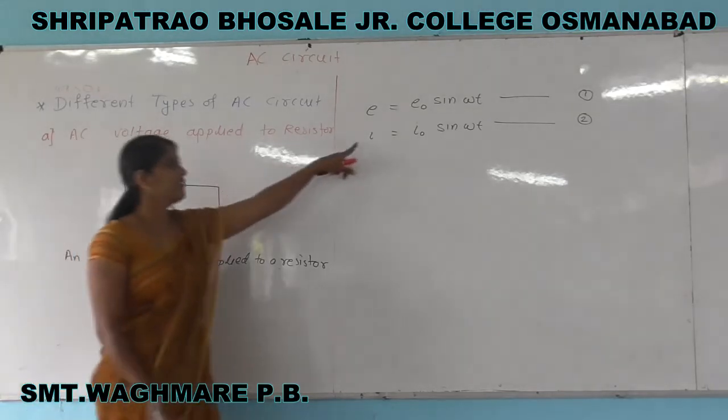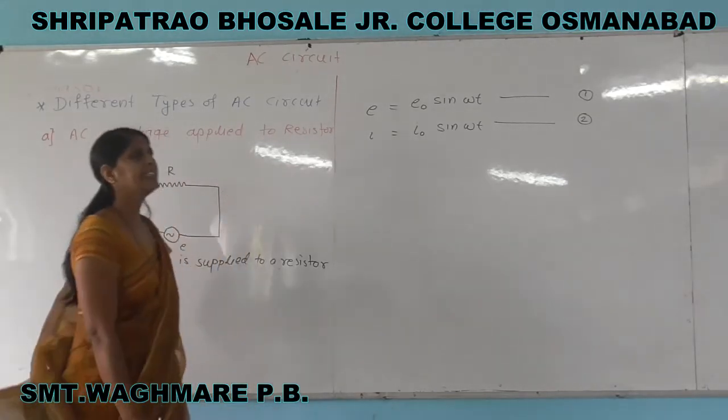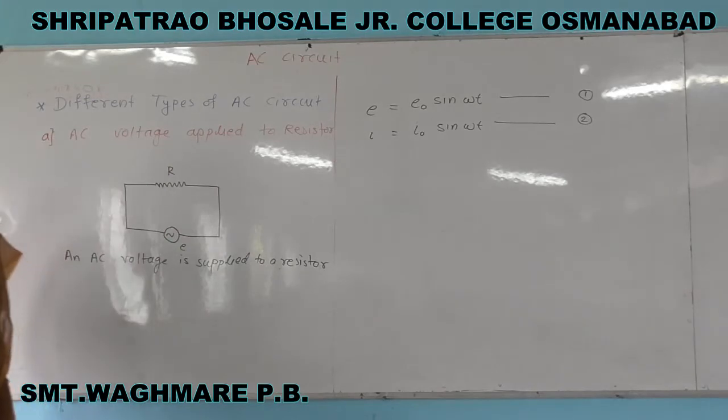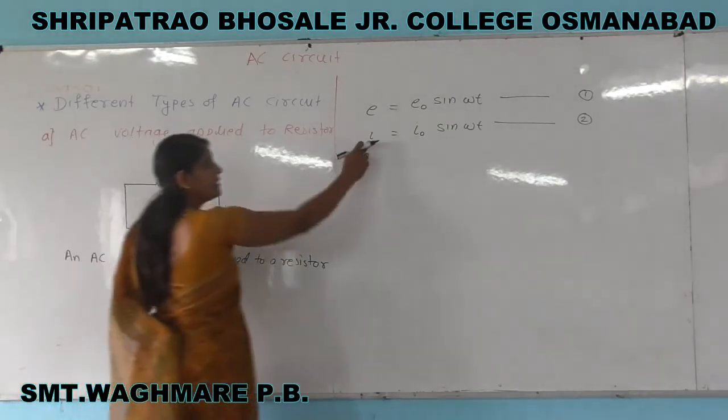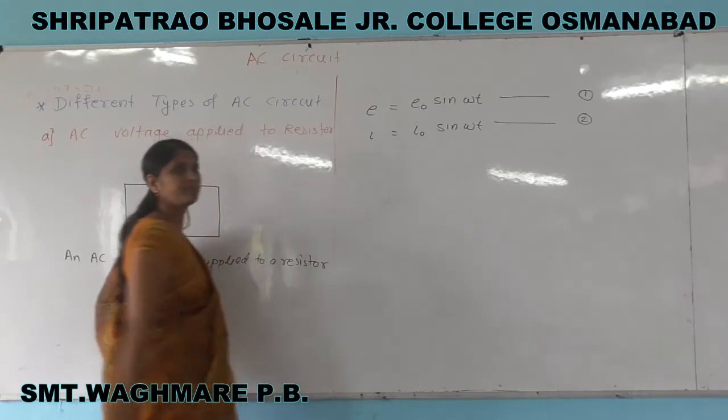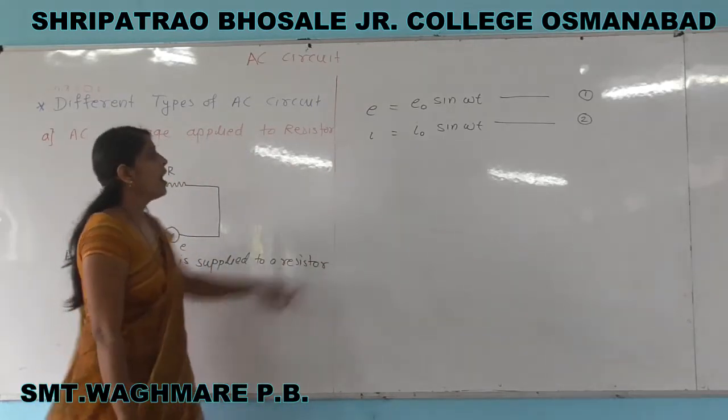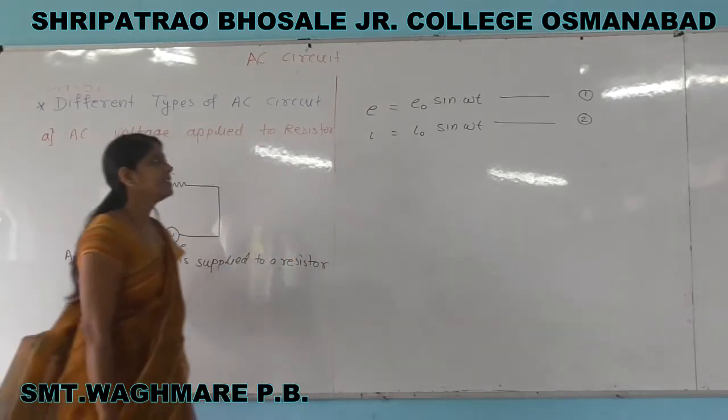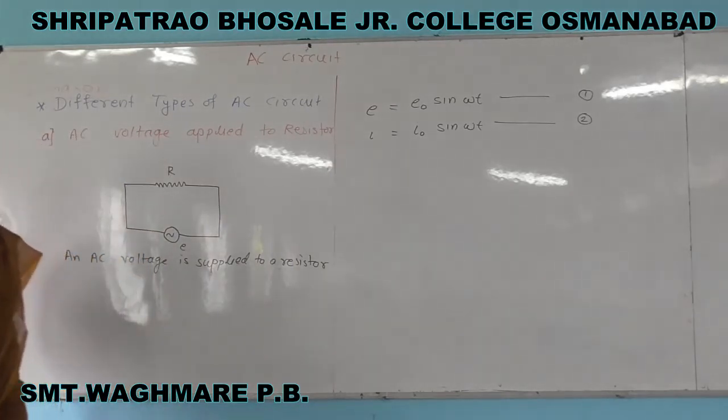In this equation also, this I is the instantaneous current in the AC circuit, I naught is the peak value of AC current, and omega is the angular frequency.